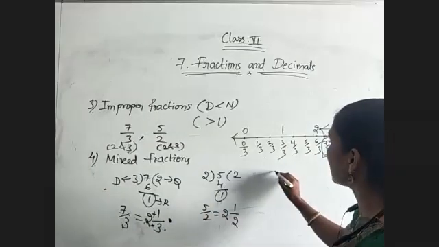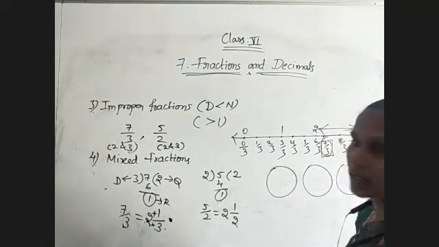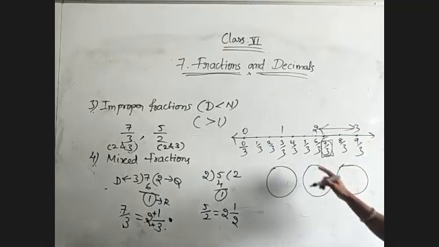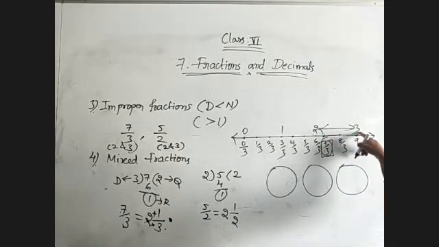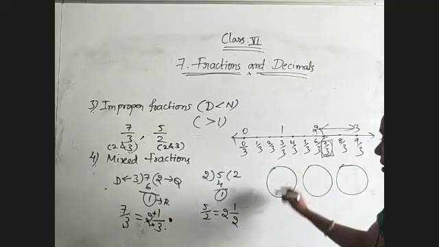So we need 3 holes. I am using circles again. 3 holes we need, because it is lying between 2 and 3. So 3 holes we need. Now each hole is divided into 3 equal parts.